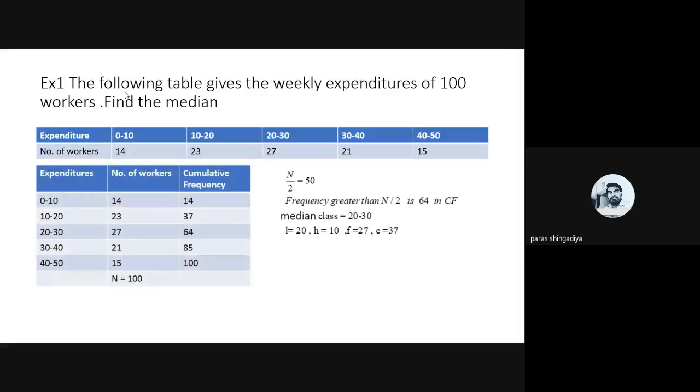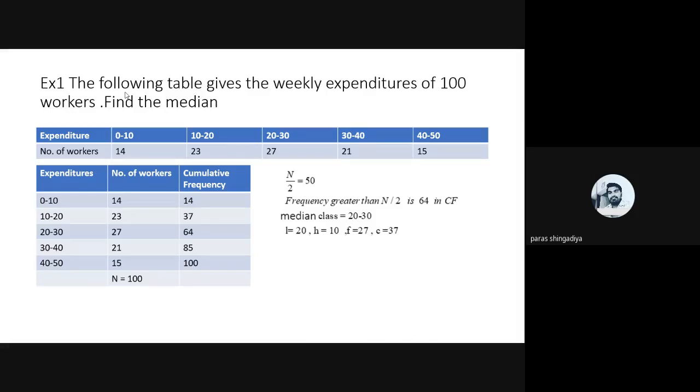Now let us use this formula of median in this example. The following table gives the weekly expenditures of 100 workers, and we have to find the median. The expenditure data is in the form of class intervals: 0 to 10, 10 to 20, 20 to 30, 30 to 40, and 40 to 50.